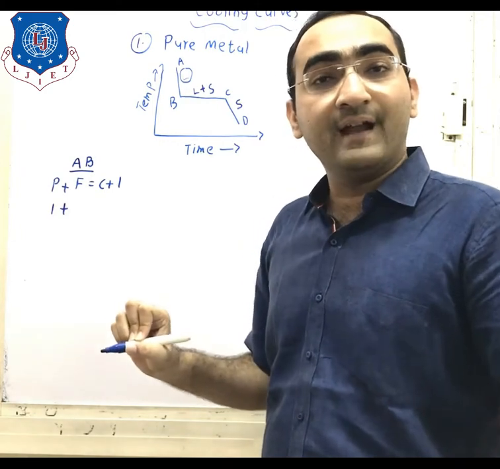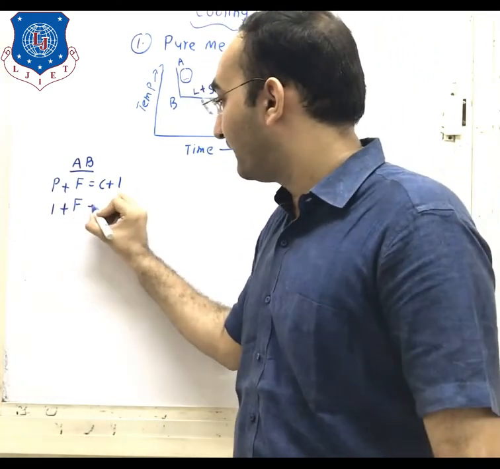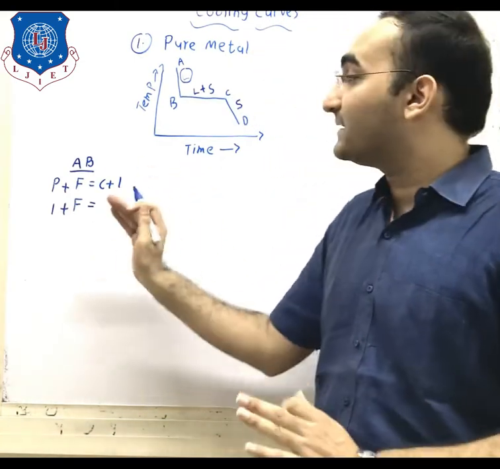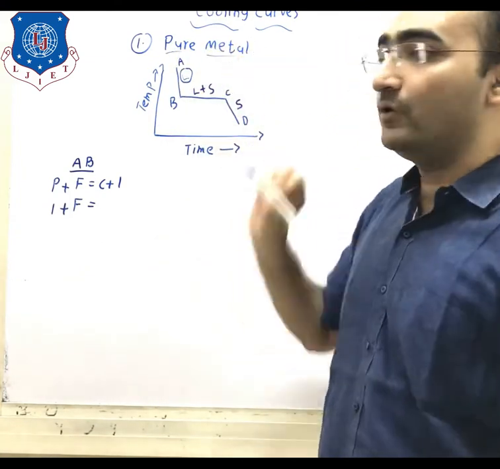We want to find the degree of freedom, that is F. So F will be written as it is. Now, the number of components: how many components are present in this cooling curve? We have taken the pure metal over here.